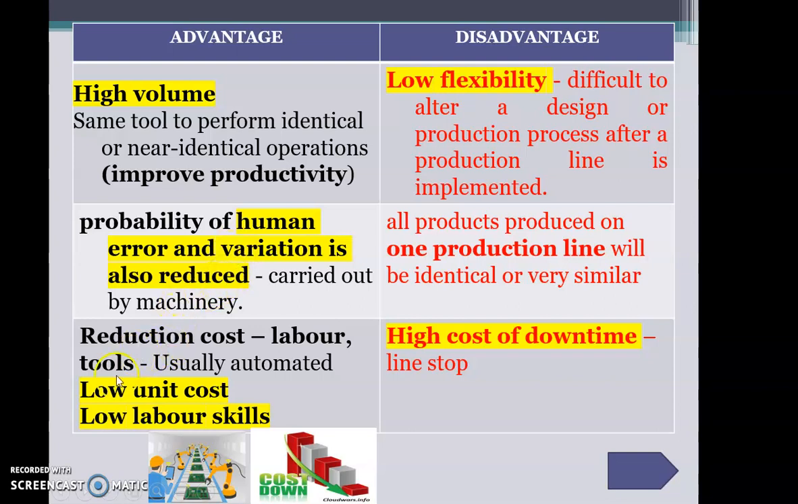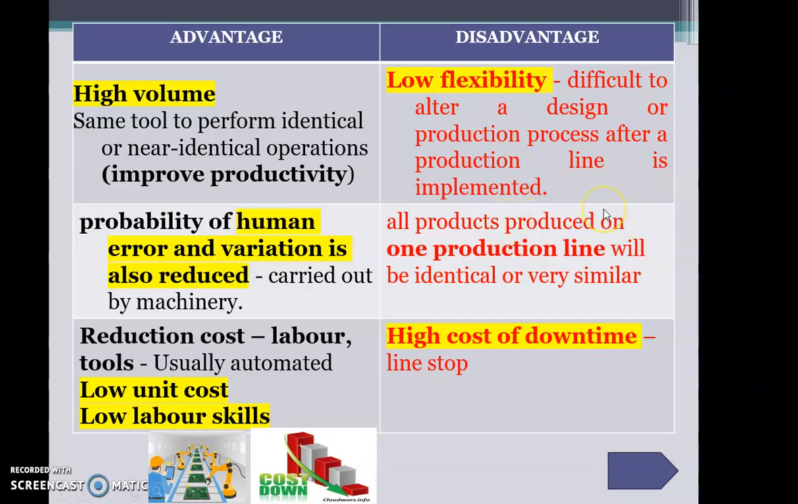And then this one is the main one also. Low unit cost, because they can produce high volume, so the cost is going to be low. Also, they need low labor skill because it involves automation. Then the disadvantage of mass production is low flexibility in terms of design. It cannot change the design during production because it's produced in high volume and it's very fast.